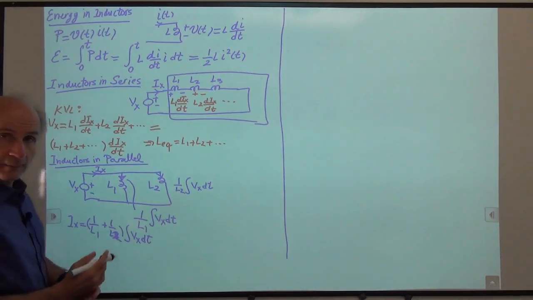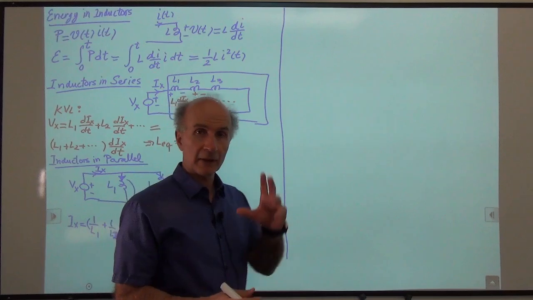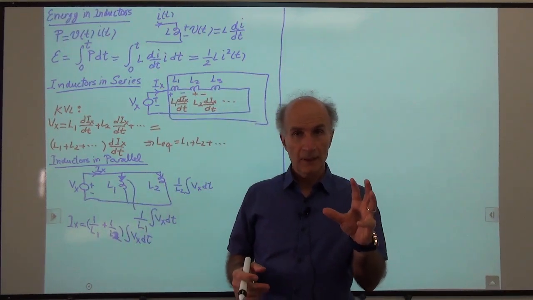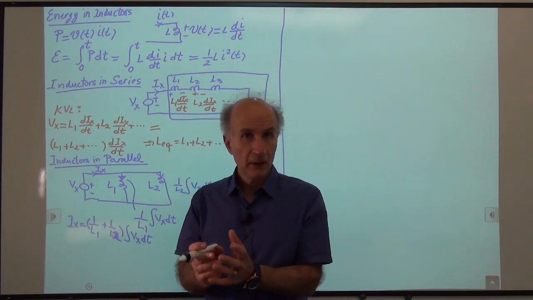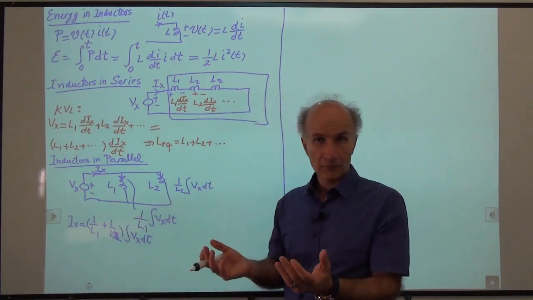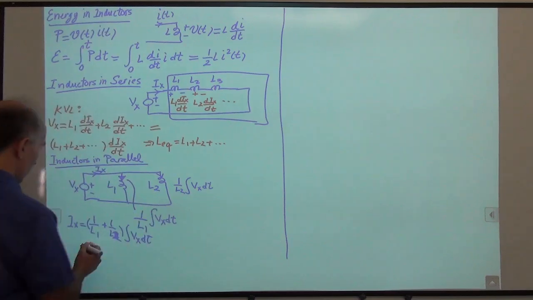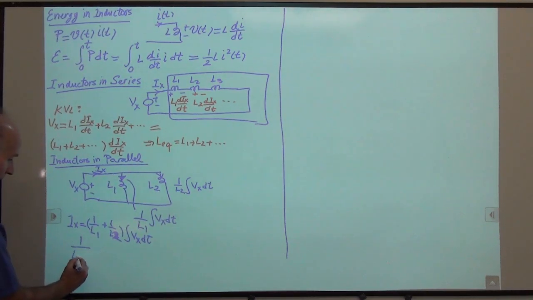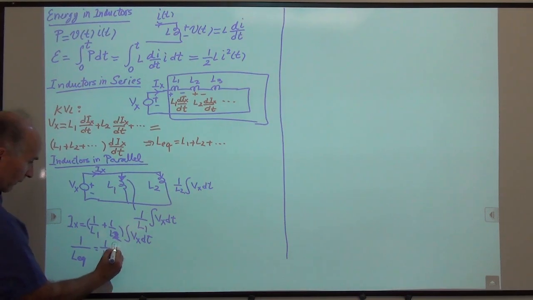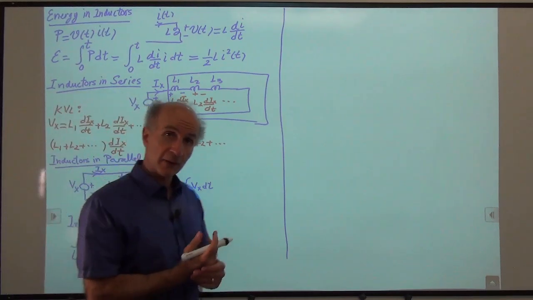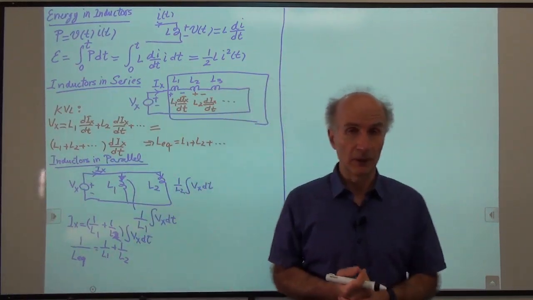Does this equation look familiar? Sure, we said that the current through an inductor is equal to 1 over the inductance times the integral of the voltage. So this has to be 1 over the inductance. So we say 1 over Leq is 1 over L1 plus 1 over L2. The same equation that we have for resistors in parallel. So it's similar.